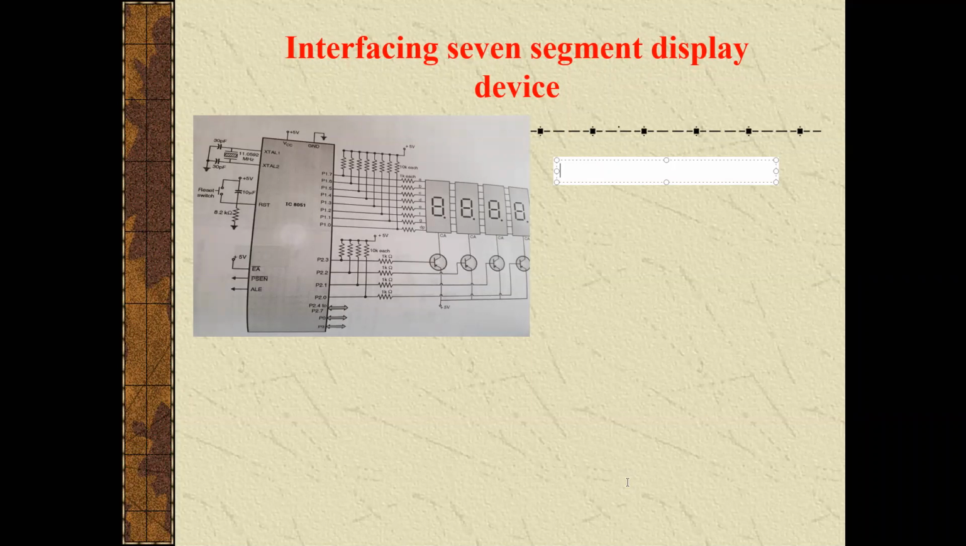Now write a program to display a message on an 8-digit 7-segment LED display that is interfaced through port 1 and port 3. The figure shows a 4-digit display, but we have to write a program for an 8-digit 7-segment LED display. It is connected to the 8051 system using port 1 and port 3. Both ports are used as output ports, and transistors are used to drive the 7-segment LED displays.